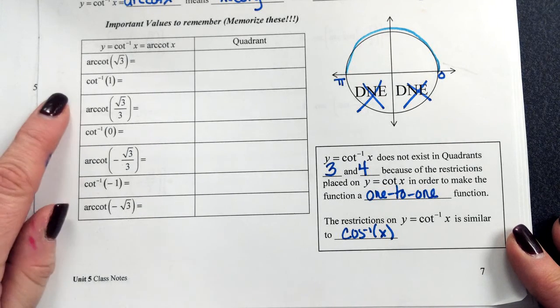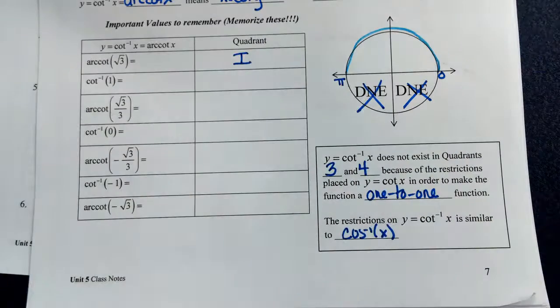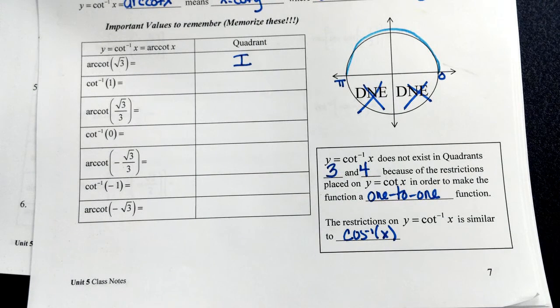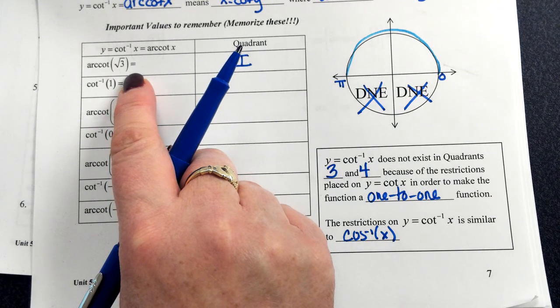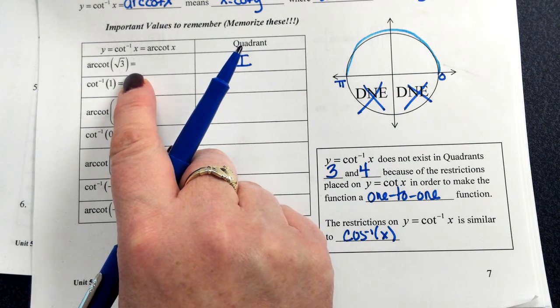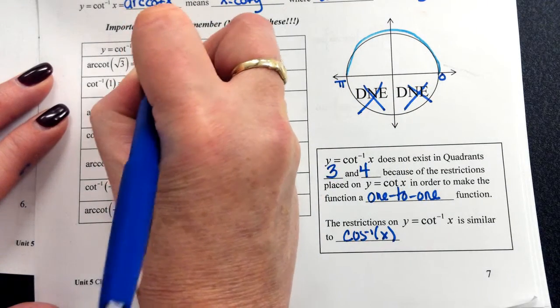So again, know your location. It's positive. You're in quadrant 1. Everybody's positive in quadrant 1. All of your inverses are in quadrant 1. So then in quadrant 1, the angle that has a cotangent value of square root of 3, it's in a different place than the tangent because they're reciprocals. This is going to be at pi over 6.